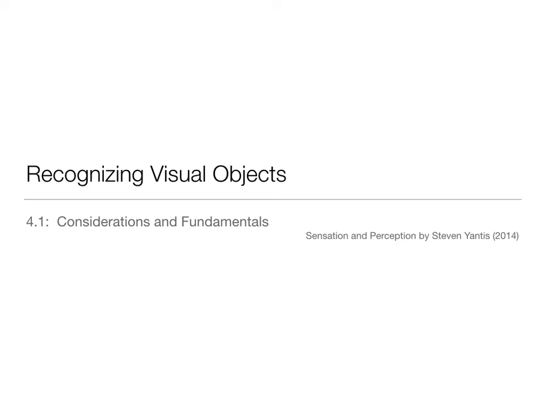Dr. Atchison here, and we're talking about Chapter 4, Recognizing Visual Objects. This is our first lecture where we're going to cover the information about the considerations we need for recognizing visual objects and the fundamental steps for recognizing visual objects.